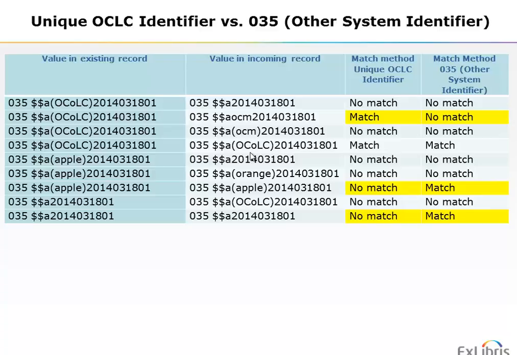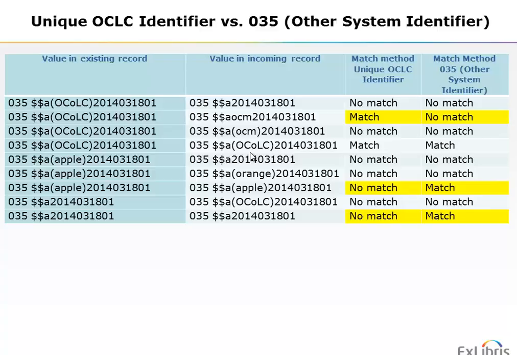In the seventh row, we see another case in which these two different match methods differ. Here, the 035 subfield A of the incoming record is identical to the 035 subfield A of the existing record, and therefore the more general 035 other system identifier method identifies these records as a match. However, despite the fact that they're identical, since the prefix is not a recognized OCLC prefix, using the unique OCLC identifier match method would identify these records as not matching.